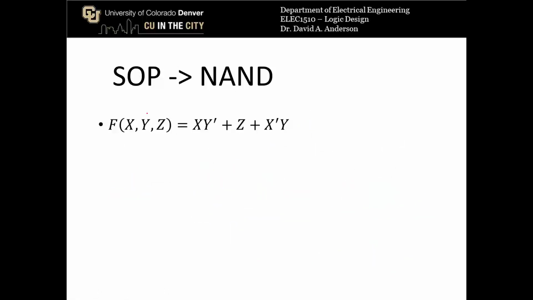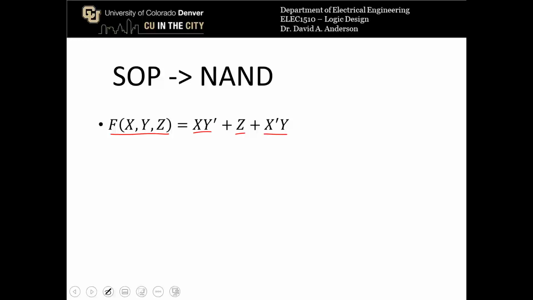So let's do an example of this, first looking at it algebraically. We have the function of x, y, and z: x y prime, or z, or x prime y. Now this could probably be simplified somewhat. I see a way that we could implement it using an XOR circuit, but we don't want to do that. NAND gates are much more electronically efficient, so we're going to create it using NAND gates.